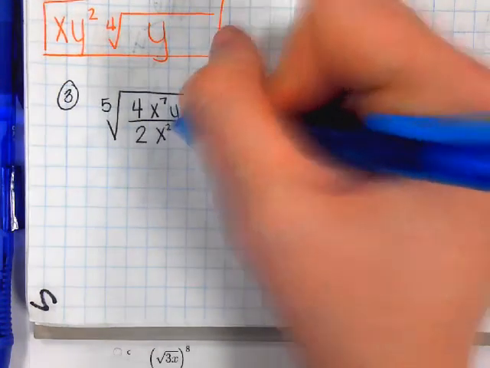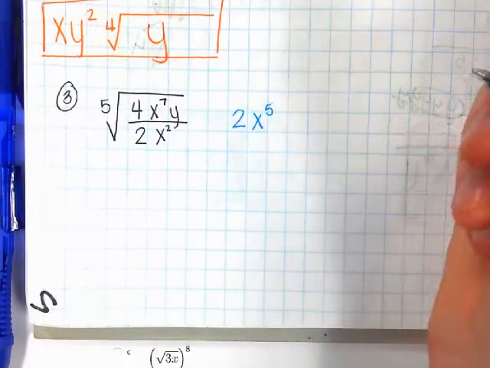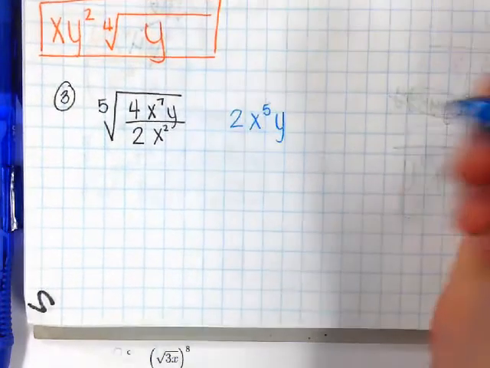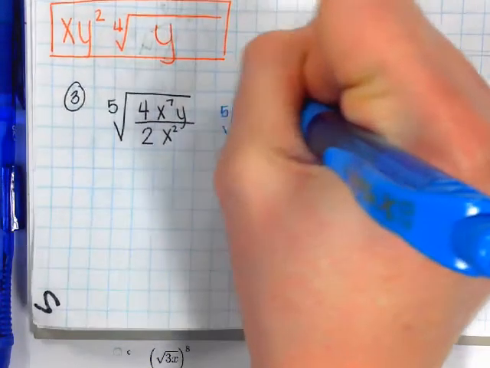Now we have x to the 7th and x squared, so 7 minus 2 is 5, so I have x to the 5th. And then y, there's nothing to cancel with, so it would just be y. Okay, now we're doing the 5th root.